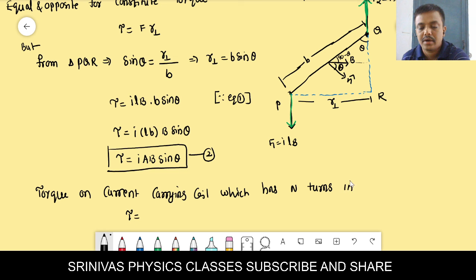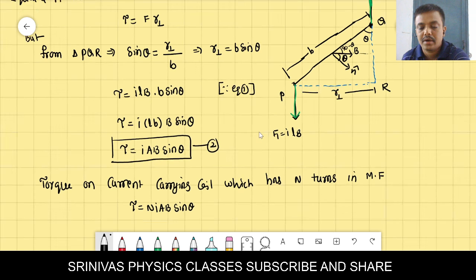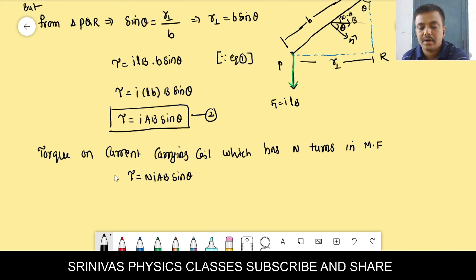Previously we derived equation 2 for the torque on only a loop. Loop means only one turn. This is one turn. But many turns means like this will be there. This is a loop and this is a coil. Remember it: coil means many turns, loop means only one turn. Torque on a coil which has N turns is given by the formula NIAB sin theta. Okay, this is the formula.